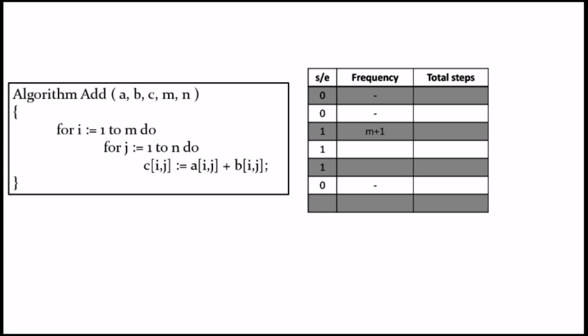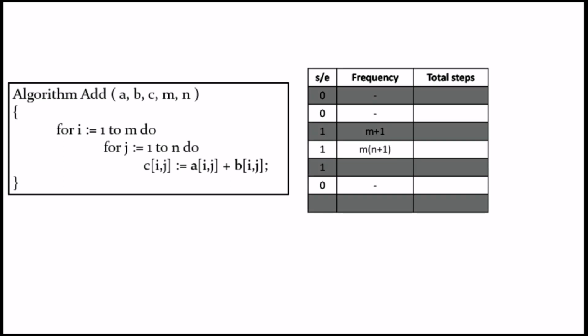So first, the for loop. This will be repeated starting from 1 to M. So this M is for the true condition, and it will also execute for the false condition. So for the true condition, the for loop will be executed M times plus 1. That means even for the false condition, we are checking the condition. So this for loop will be repeated M plus 1 times.